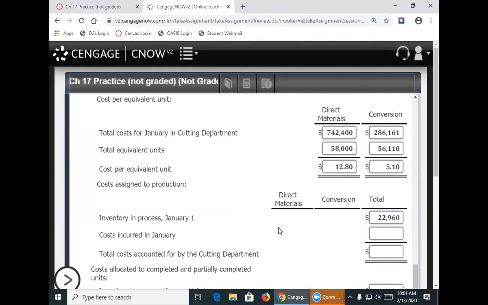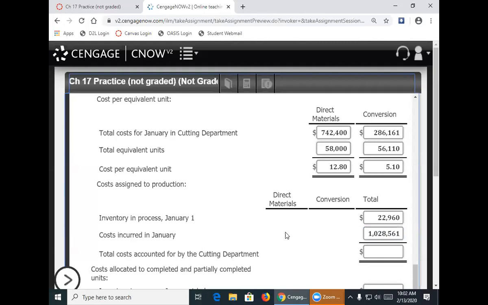Cost incurred in January. Well, that's just my total cost for January. So I would add materials, $742,400, plus conversion of $286,161. Those are my costs for this period, right? That's all my January costs. So I add those two together, and that is $1,028,561.